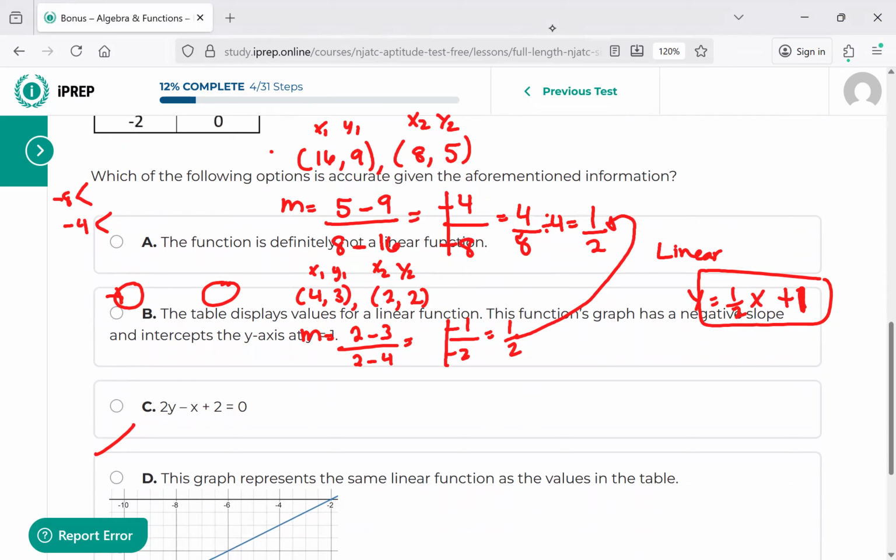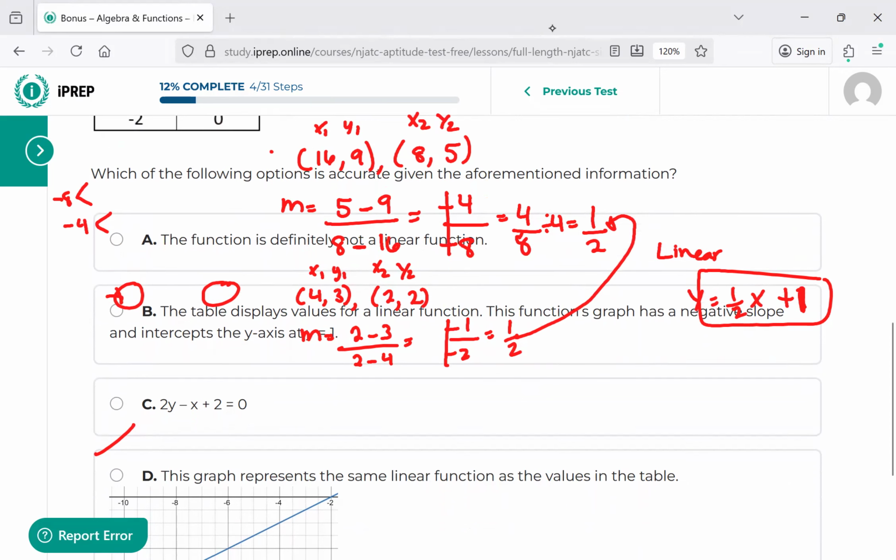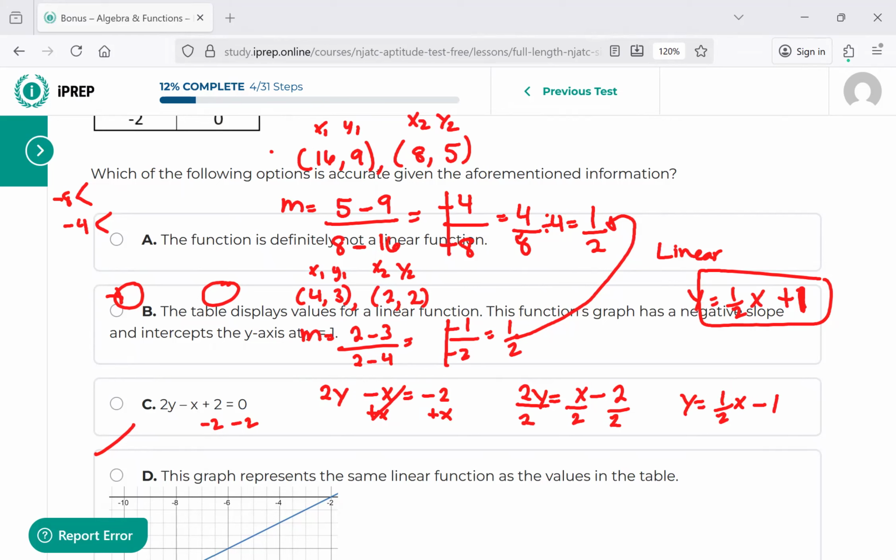Now, is this the same as C? Let's solve for y. What I have to do is subtract 2, solve for y, so I'm going to add x. We get 2y equals x minus 2. Then solve for y by dividing both sides by 2. That's 1/2 x. Close, but not quite. This is a negative 1. Our b has to be positive 1. So that means our final answer has to be D.